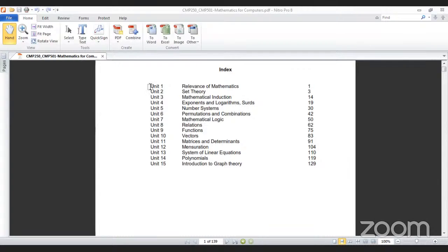Yes. We have completed till permutation and combination. So today we are going to start with mathematical logic. Mathematical logic.